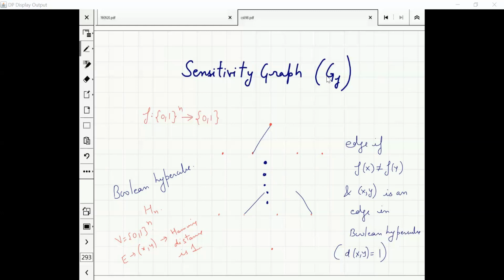So given a function f, the sensitivity graph is a graph with the same number of vertices as the Boolean hypercube, V equal to {0,1}^n. And it will have only edges from the Boolean hypercube, but only those edges where the vertices have different function values. So x and y will have an edge if f(x) is not equal to f(y) and xy was already an edge in the Boolean hypercube. That means the Hamming distance between x and y is 1.